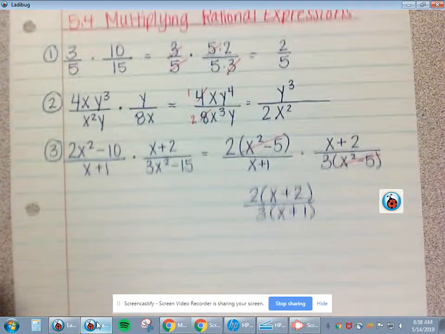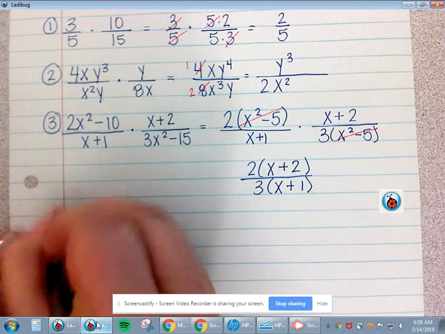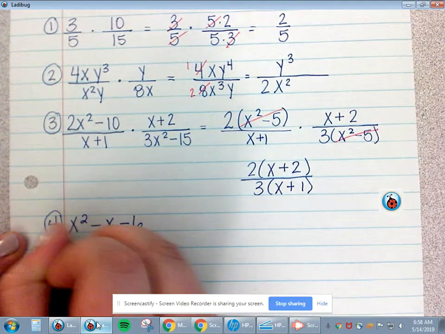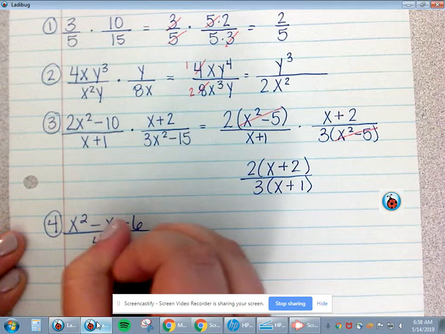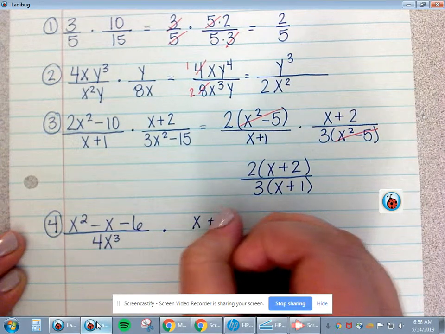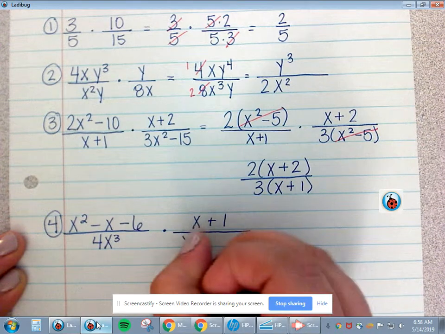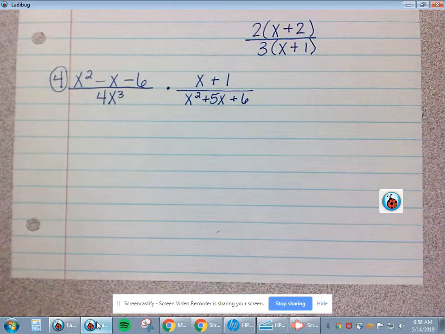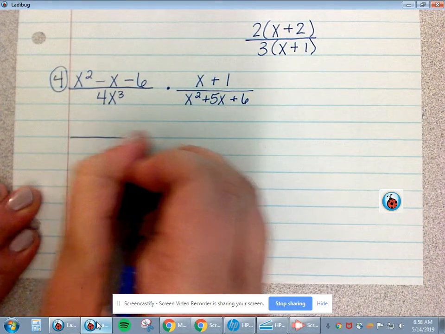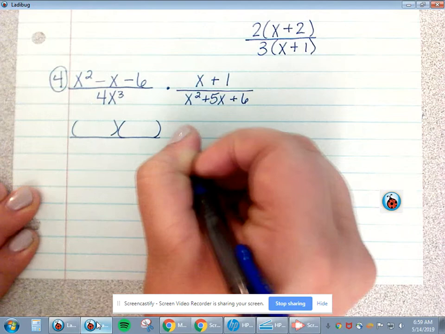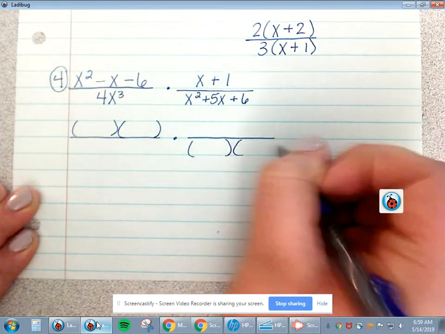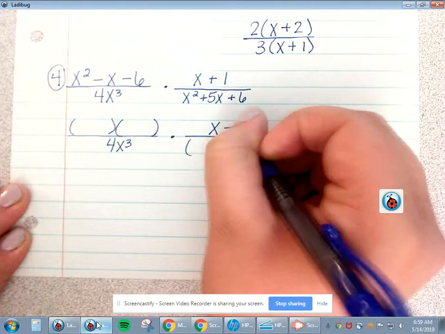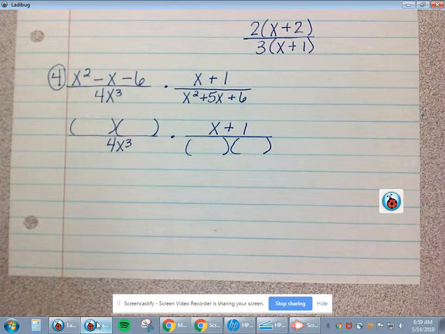Let's do another one. So say we had x squared minus x minus 6 on the top, 4x cubed on the bottom, times x plus 1 over x squared plus 5x plus 6. On this one, we've got some factors to do on this trinomial on the top and this trinomial on the bottom, and it looks like our denominator of the first fraction and our numerator of the second fraction are already simplified.